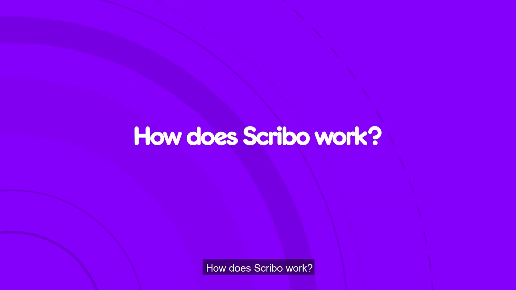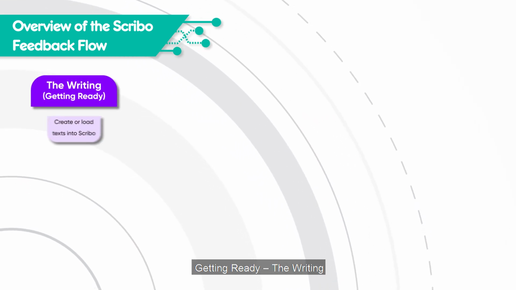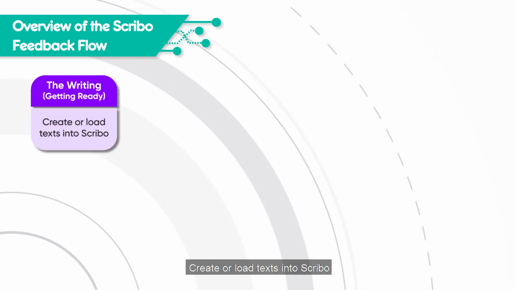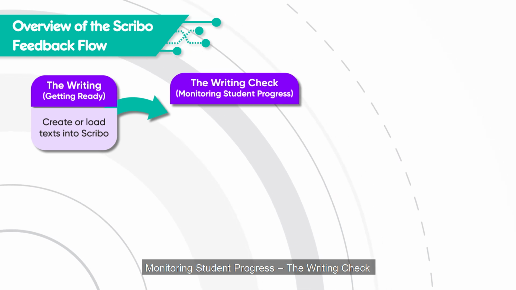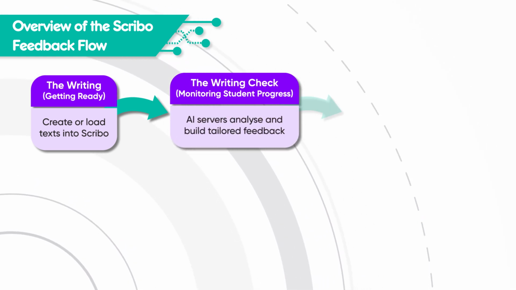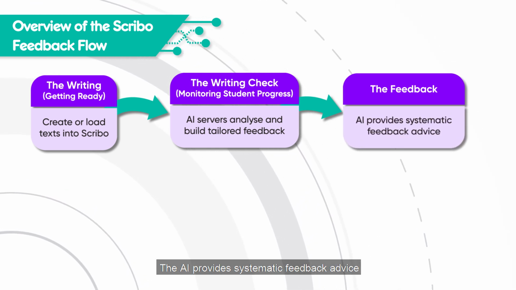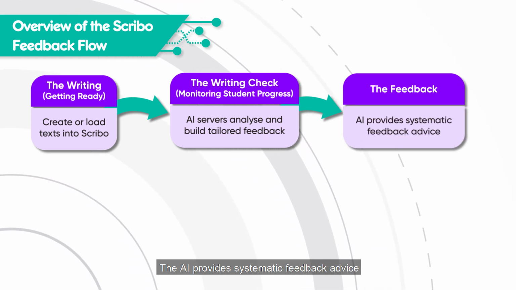How does Scribo work? Here's an overview of the Scribo feedback flow. Getting ready, the writing. Create or load text into Scribo. Monitoring student progress. The writing check. The AI servers analyze and build tailored feedback. Understanding the feedback cycle from the student's point of view. The AI provides systematic feedback advice.